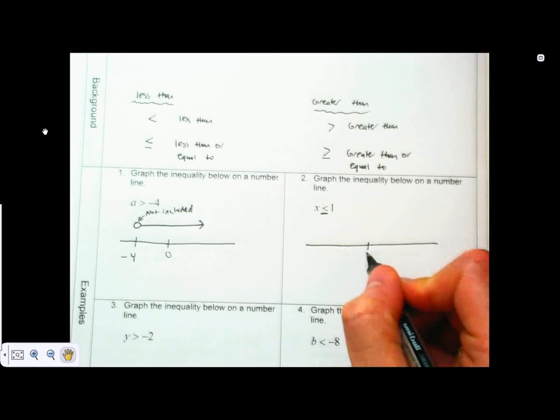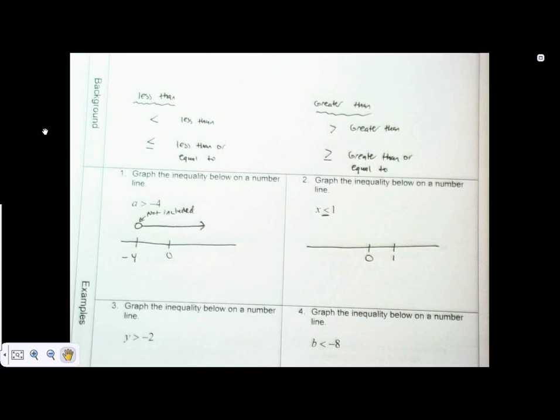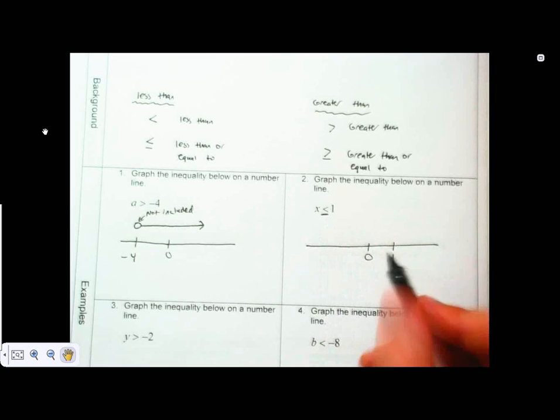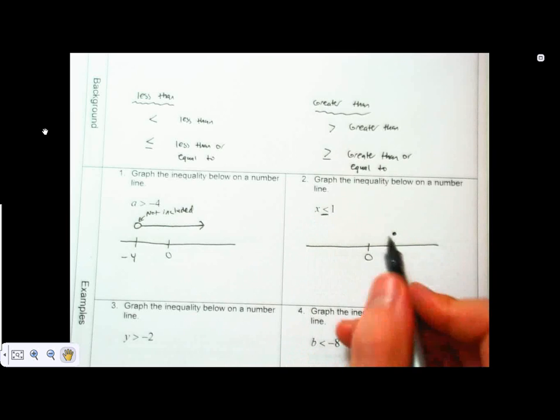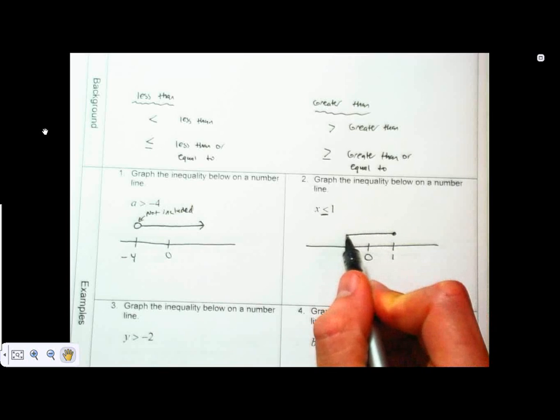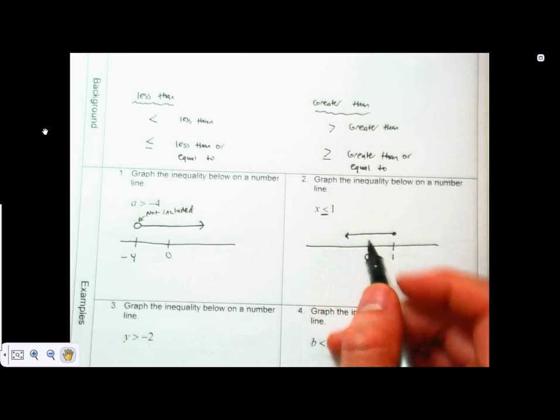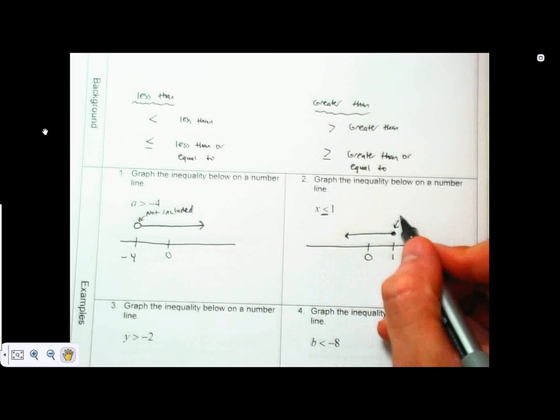So if this is 0 on my number line and this is 1, well, which numbers are less than or equal to 1? Well, the numbers that are less than 1 are all the numbers to the left of 1 on the number line. What about equal to 1? Well, there's only one number that's equal to 1, and that's 1 itself. So here I'm going to use a closed dot because we're allowed to have equality. And then I want to shade all the numbers to the left of 1 to indicate the numbers that are less than 1. So a closed dot means that we're including the number itself.